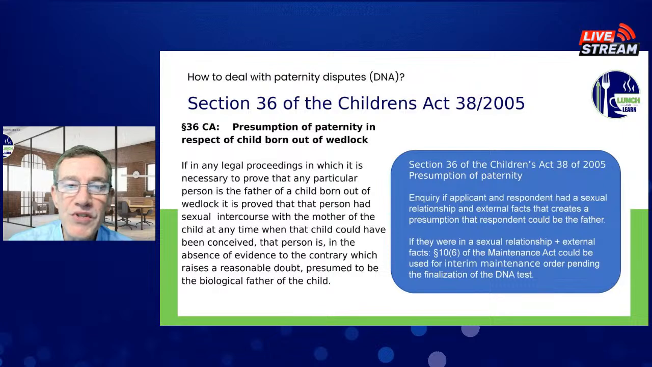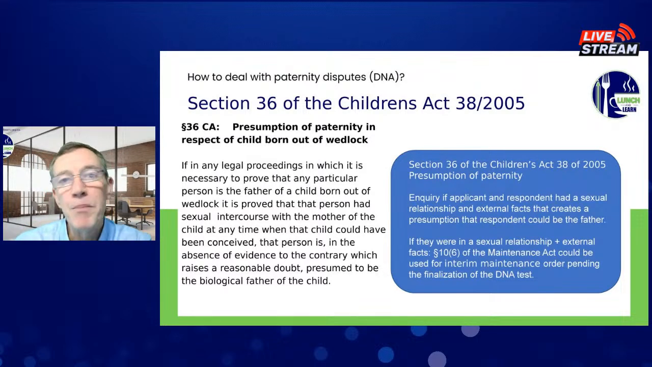in any legal proceedings in which it is necessary to prove that any particular person is the father of a child born out of wedlock, it is proved that the person had sexual intercourse with the mother of the child at the time when the child could have been conceived, that person is, in the absence of evidence to the contrary which raises a reasonable doubt, presumed to be the biological father of that child.